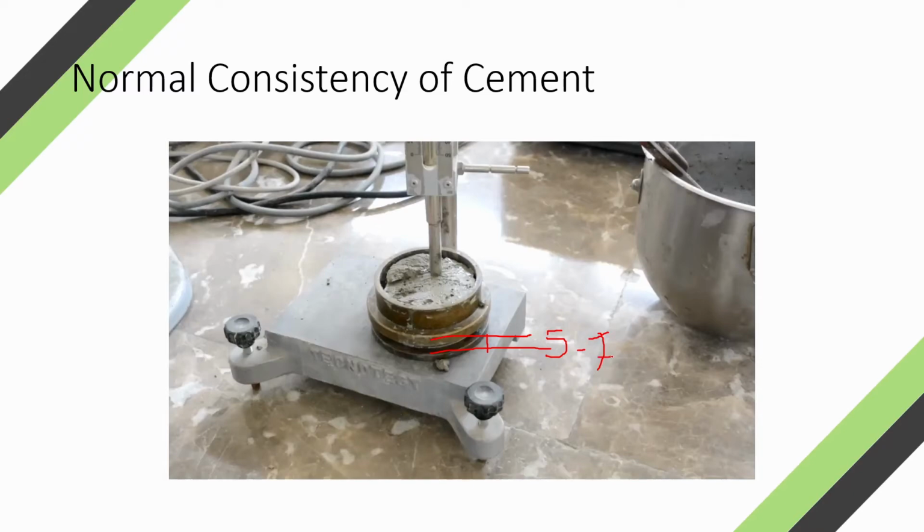5 to 7 mm dapat, or kung titingnan mo siya mula sa taas is 33 to 35 mm from the top, mula dito sa top. So 33 to 35 mm dapat yung penetration niya. So kapag titingnan mo naman mula sa baba, 5 to 7 mm. So yan yung normal consistency of cement.